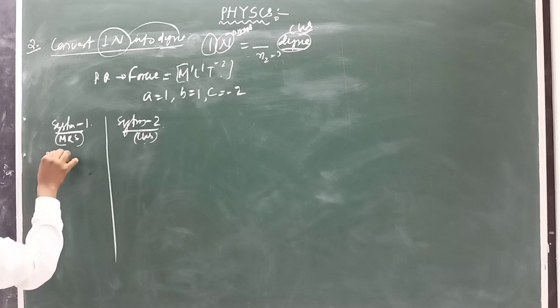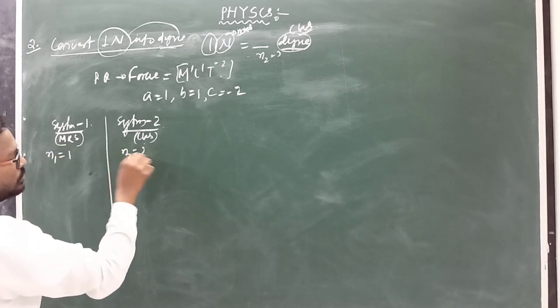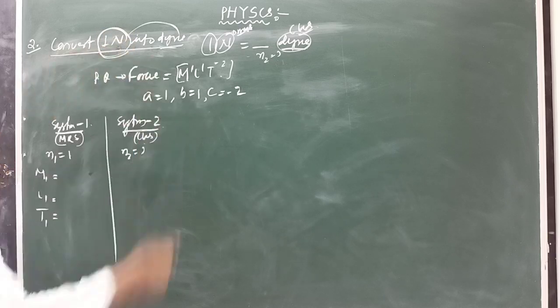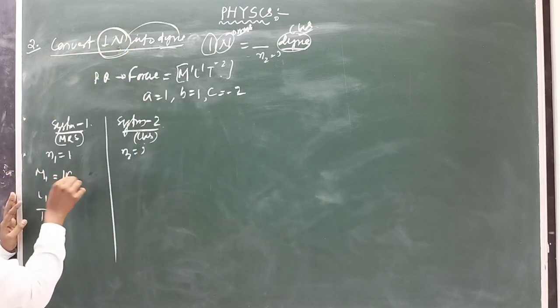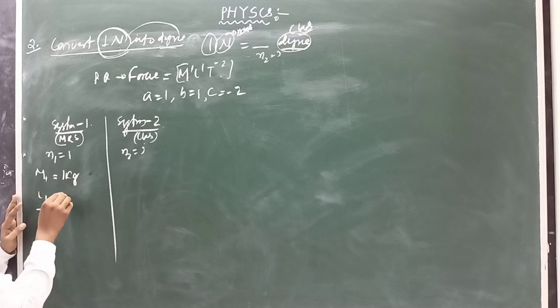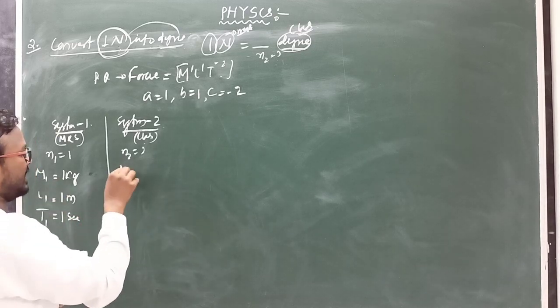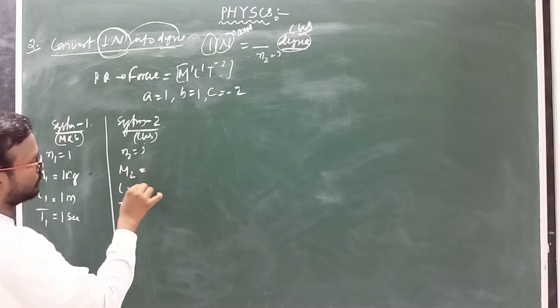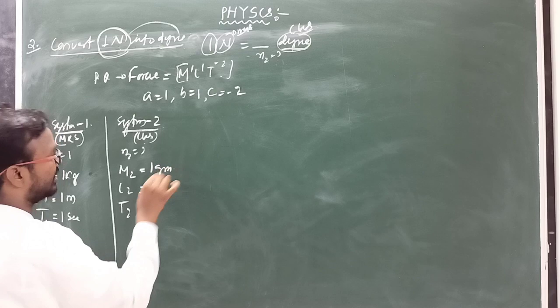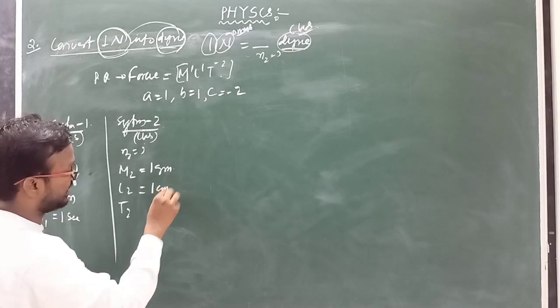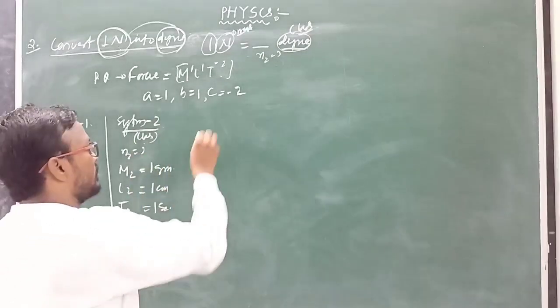But we have to calculate N2. Clear? So given that N1 equals 1, we have to calculate N2, and again the same thing, M1, L1, T1. If Newton is given, then you can directly write M1 equal to 1 kg, L1 equal to 1 meter, T1 equal to 1 second, because Newton is also a rational system of unit. Next we can write M2, L2 and T2. M2 we write as 1 gram, because dyne we already know is a rational system of units, so we use 1 gram, 1 centimeter, 1 second. Now we have to find N2.